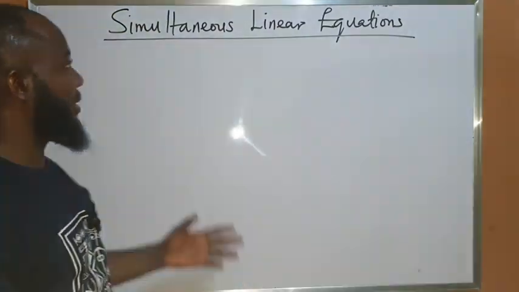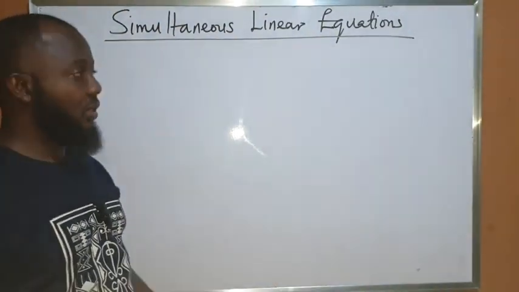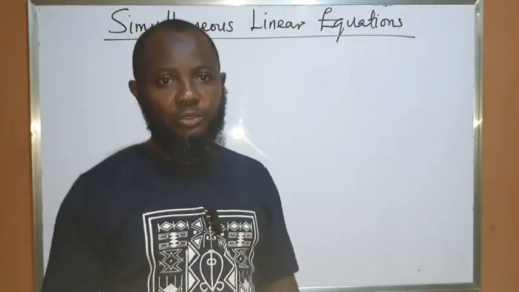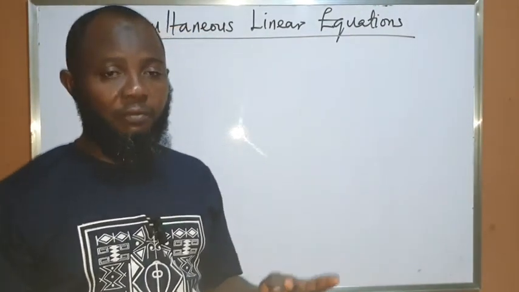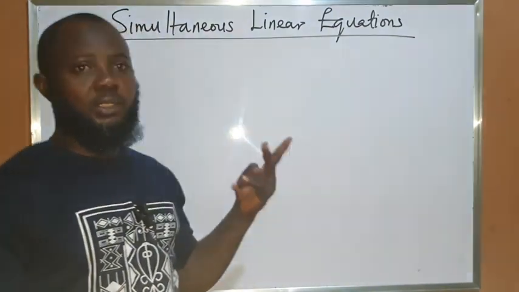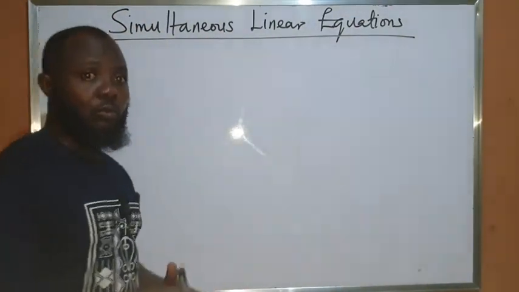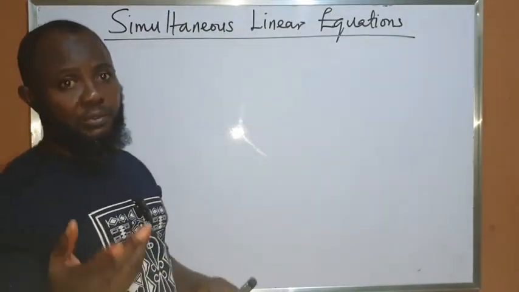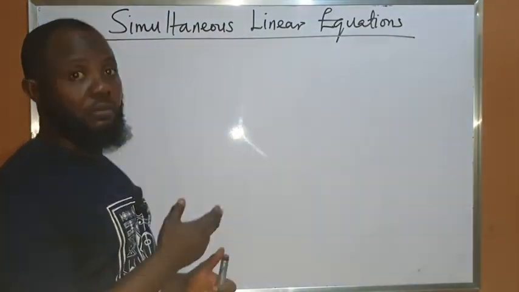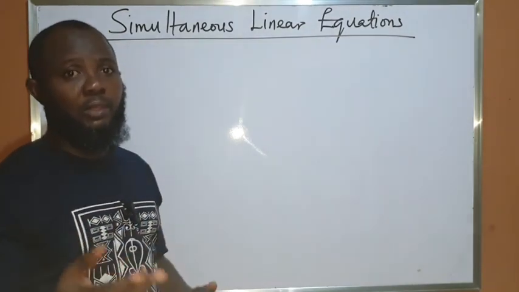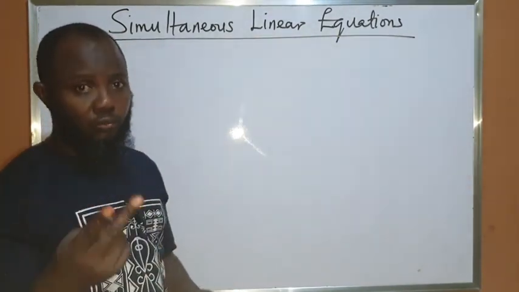Now, when we talk about simultaneous equations, we are talking about two equations with two variables. Two equations with how many variables? Two variables. That is equations with two unknowns. Mind you, we can have three equations with three variables as well. It is also referred to as simultaneous equations. But for the purpose of this video, we are only looking at two equations with two variables.